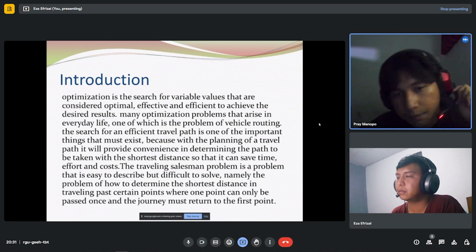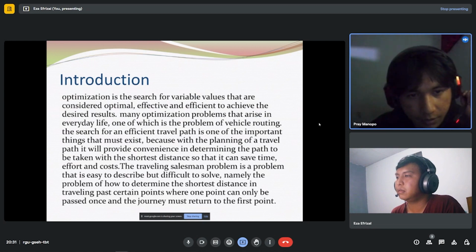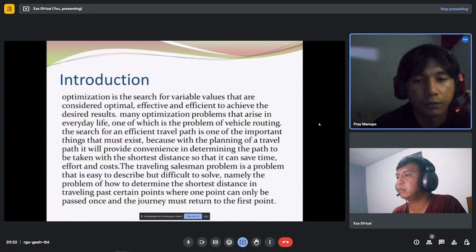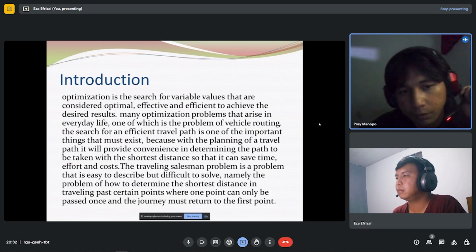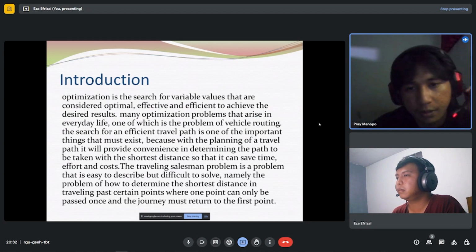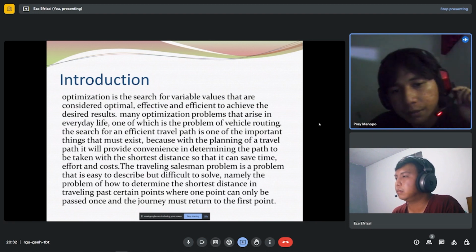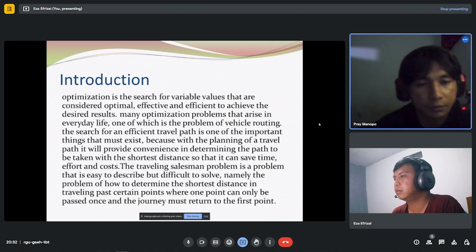The traveling salesman problem is a problem that is easy to describe but difficult to solve, namely the problem of how to determine the shortest distance when traveling past certain points, where one point can only be passed once and the journey must return to the first point.